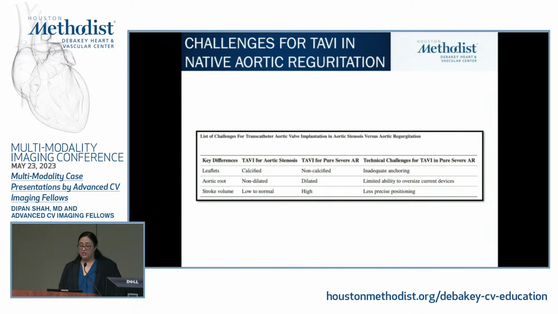So what are the challenges of using transcatheter aortic valve implantation in patients with just native aortic regurgitation? A few of the challenges: it's a non-calcified leaflet, and this leads to inadequate anchoring, especially with the early generation TAVR valves. With the aortic root in pure aortic regurgitation, they are dilated, and so there's limited ability to oversize because we do not have a lot of sizes available. And then the stroke volume in a patient with aortic regurgitation is high, which results in less precise positioning as compared to someone with aortic stenosis.